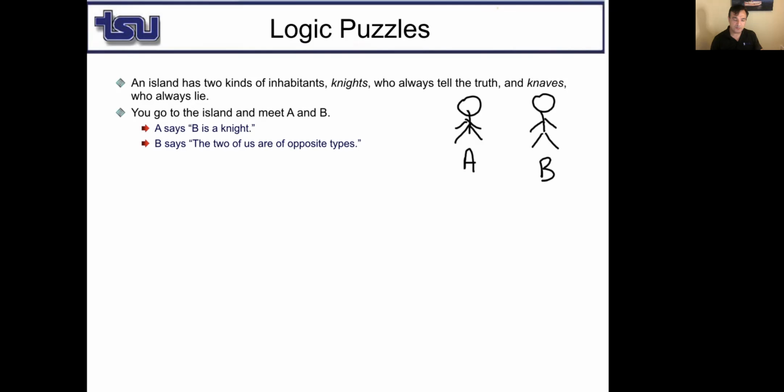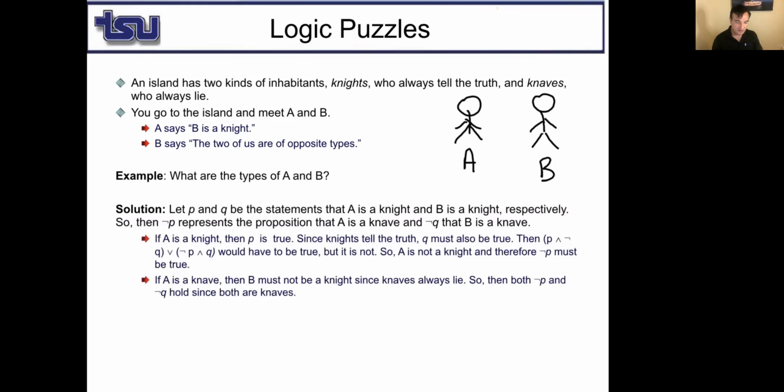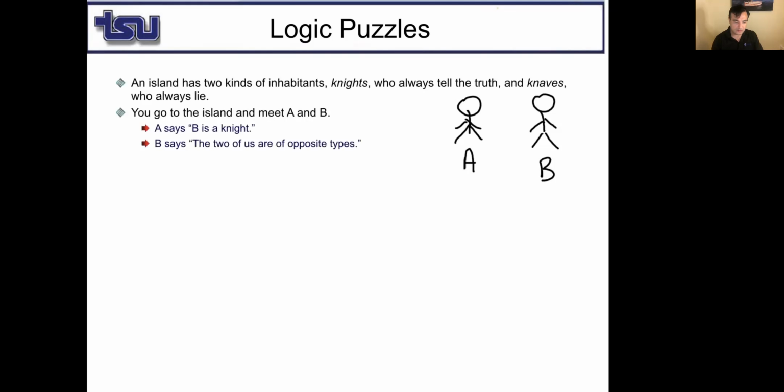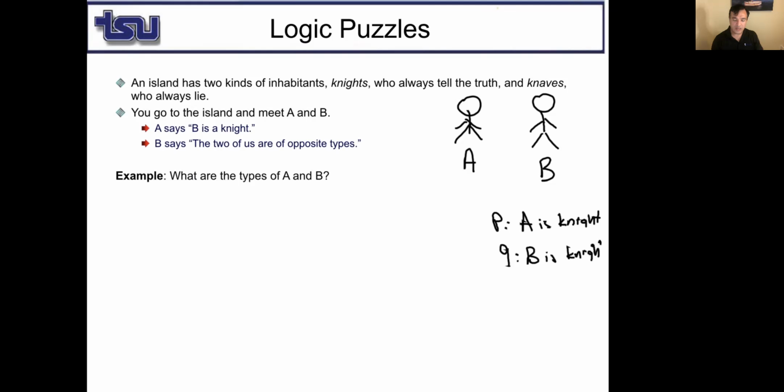Actually, that's pretty simple. Assume that we have two propositions. P is "A is a knight," and Q is "B is a knight." So I have two propositions, P and Q. Let's assume that proposition P is true.